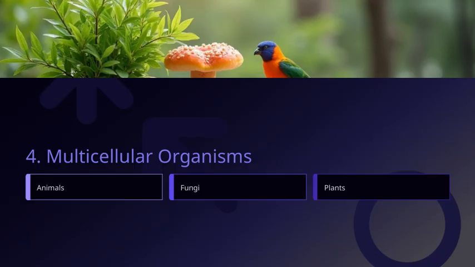They include mushrooms, yeasts, and molds. Fungi play essential roles in ecosystems, especially in decomposing organic material and recycling nutrients. Then we have plants, which are vital for life on Earth. They use photosynthesis to produce their own food and provide oxygen and food for many other organisms. Connecting this to our overall theme, understanding these groups helps us see how different multicellular life forms have evolved unique structures and functions to survive in their environments. Each group plays a crucial role in maintaining the balance of life on our planet.